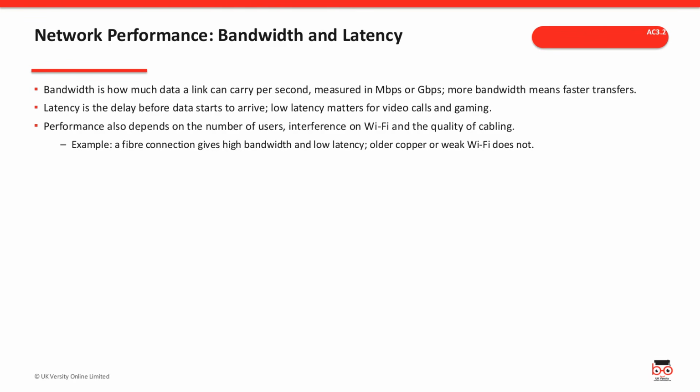Latency is the delay before data even starts to arrive, and low latency is what really matters for video calls and gaming, where a lag is instantly annoying. Performance also depends on how many people are sharing the link, interference on the Wi-Fi, and the quality of the cabling. A fiber connection gives high bandwidth and low latency, whereas old copper or weak Wi-Fi does not.